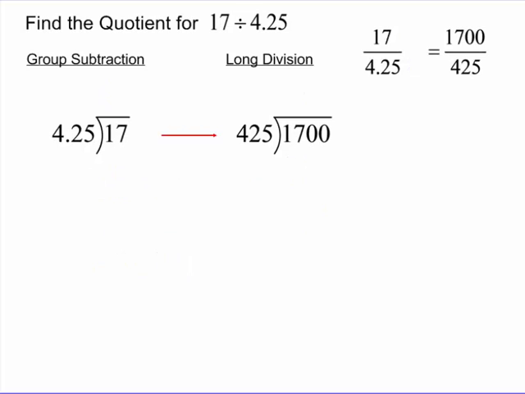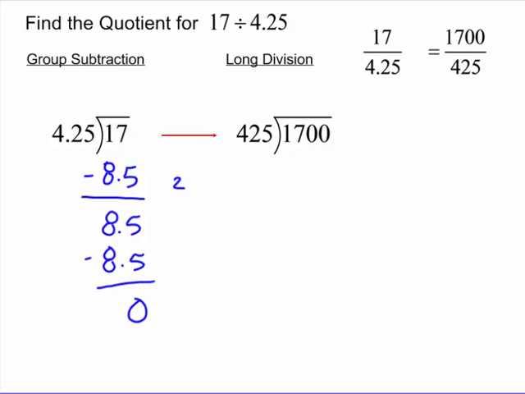So let's take a look at 17 divided by 4 and 25 100ths, or 4.25. So again, can I do this with a group subtraction model? Absolutely. I might be able to recognize that two groups of 4.25 would be 8.5. And if I subtract that from 17, I'm left with an 8.5. So I have two groups there. I'm going to subtract another two groups. I'll end up with a 0 remainder, and I still come up with an answer of 4.